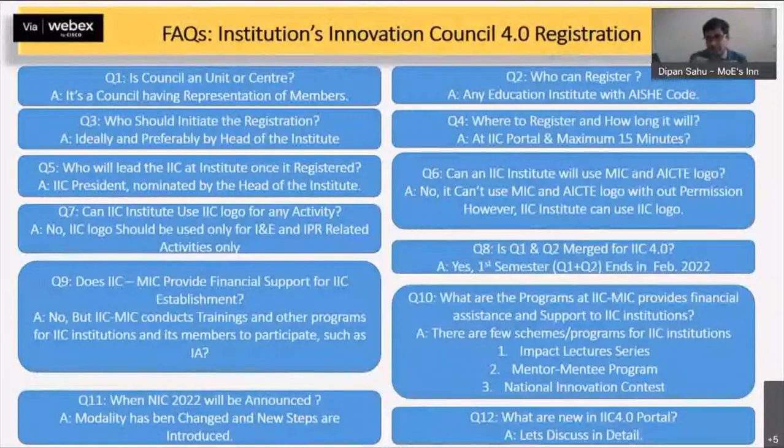Next, one of the frequently asked questions is about the use of the logo. Can an IIC institute use the MIC and AICTE logo?